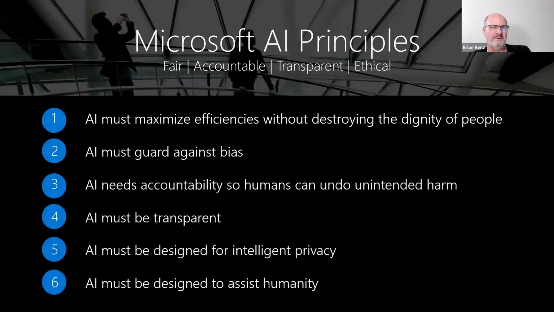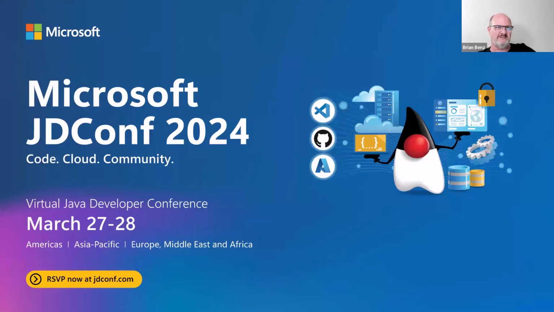And here are the AI principles that we live by at Microsoft. These have been developed since our original timeline, which you saw started in 2016. So AI must maximize efficiencies without destroying the dignity of people, must guard against bias, and needs accountability so we don't do unintended harm. AI must be transparent, it must be designed for intelligent privacy, and it must be designed to assist humanity. So those are our principles.